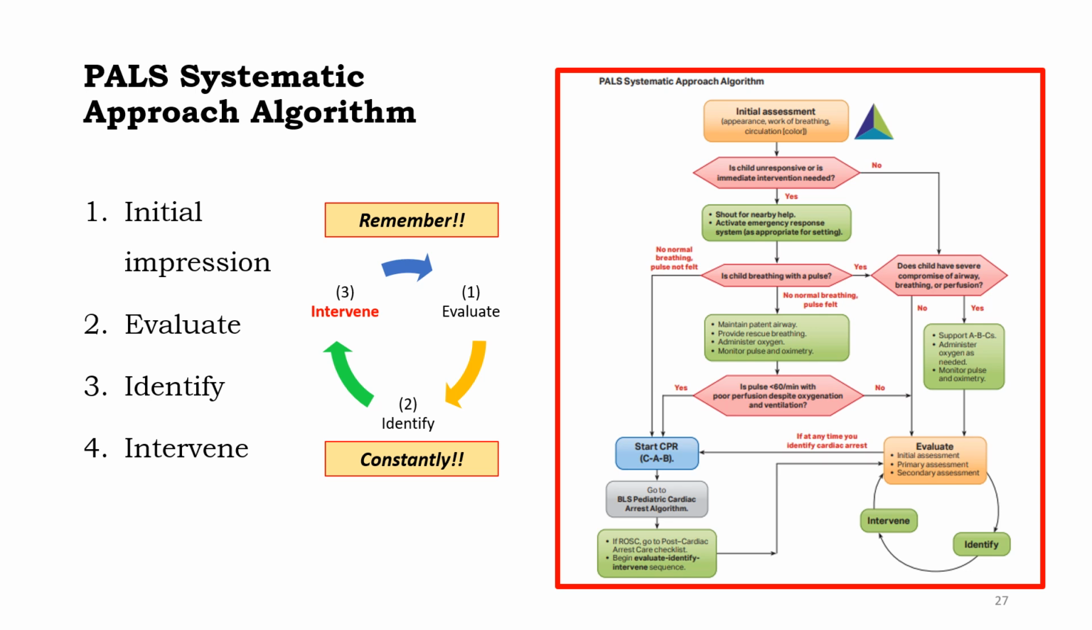So let's summarize here. We talked about how to approach a child in an emergency situation. You're going to conduct your initial impression or your initial assessment and identify whether this child requires urgent support or not. Shout for help if yes, and activate the emergency response system. Then proceed with your primary evaluation, secondary evaluation, identify the underlying pathology, and you have been intervening throughout this process wherever you found an issue going on.